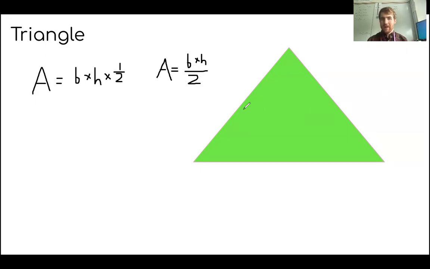So again, you need to find the base and the height of the triangle. The base is whatever the bottom of the triangle is. And oftentimes you'll need to measure this if the problem doesn't tell you. So let's say the base of this is, I don't know, base equals 8 centimeters.